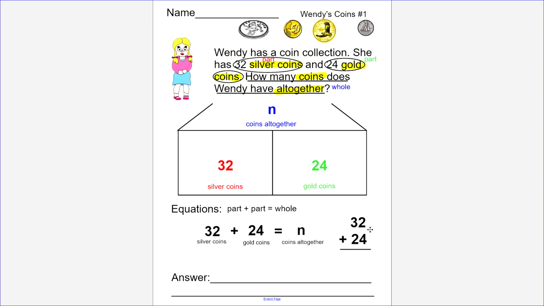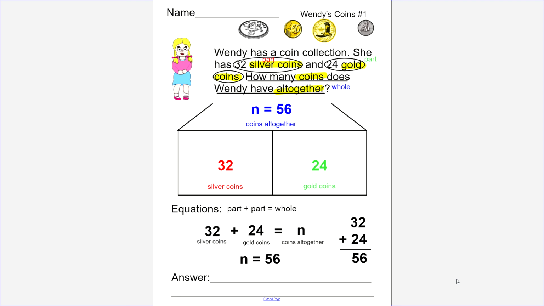I know that 2 plus 4 equals 6, so the answer in my ones place will be 6. I know that 3 plus 2 equals 5, so the answer in my tens place will be 5. When I add 32 plus 24, it equals 56. N equals 56, so I'll go ahead and write that and include it in my bar diagram. N equals 56 coins altogether.